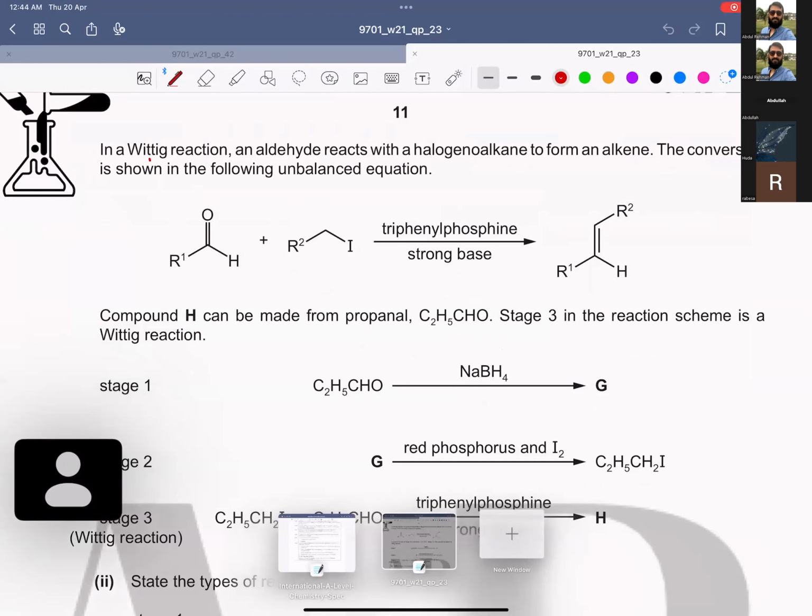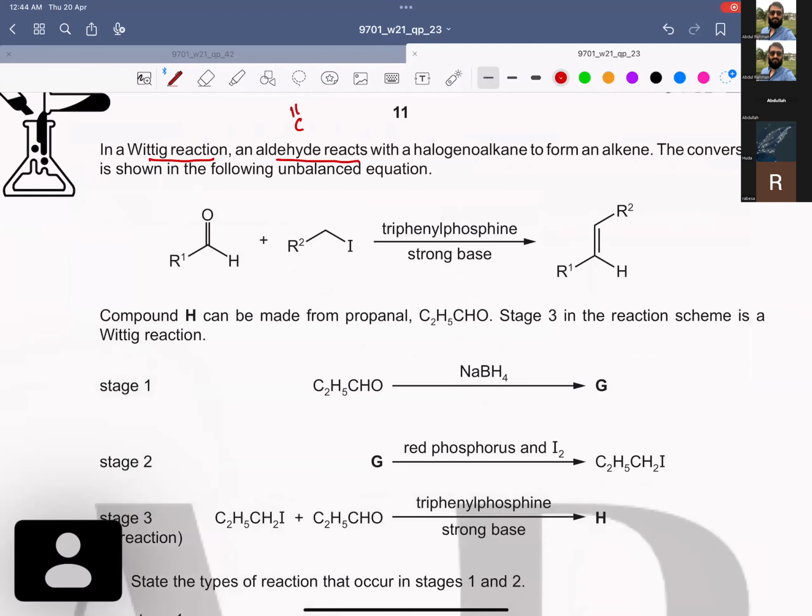Okay, so in a Wittig reaction, an aldehyde, this aldehyde group, reacts with halogenoalkanes to form an alkene. The conversion is shown in the following unbalanced equation. Compound H can be made from propanol, and the formula of the propanol is provided over here. Stage 3 in the reaction scheme is a Wittig reaction.